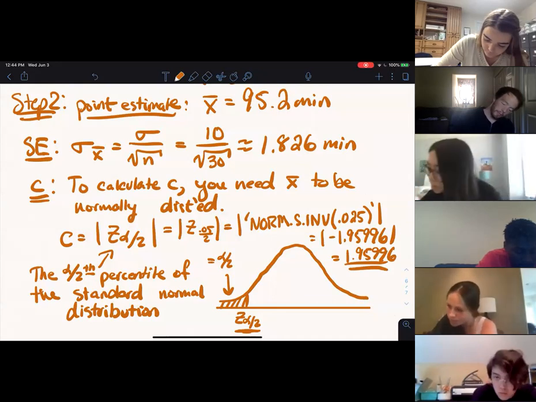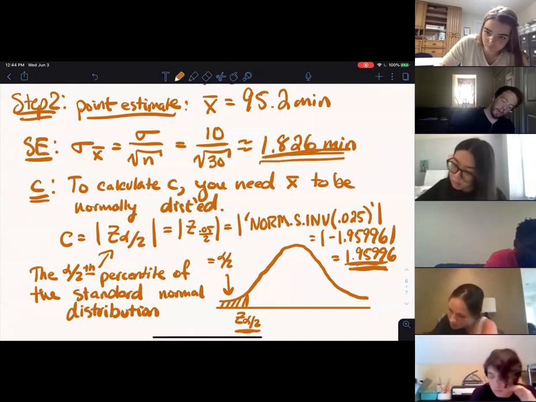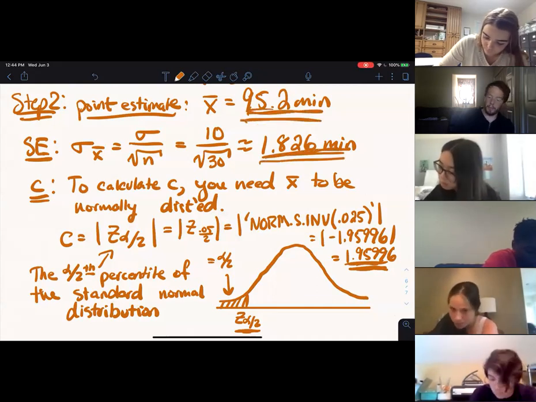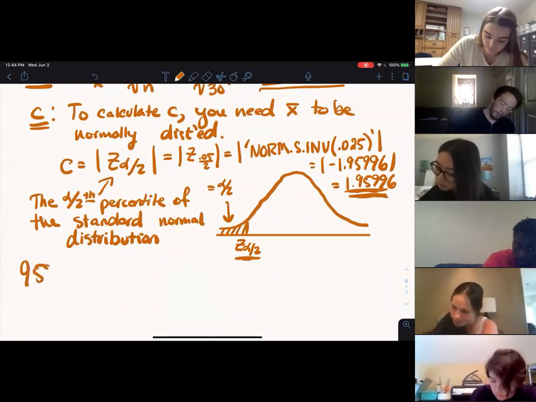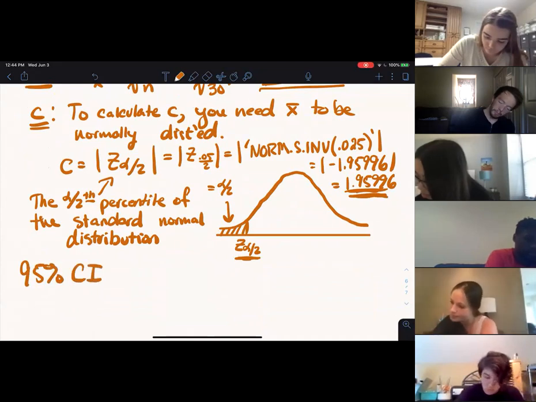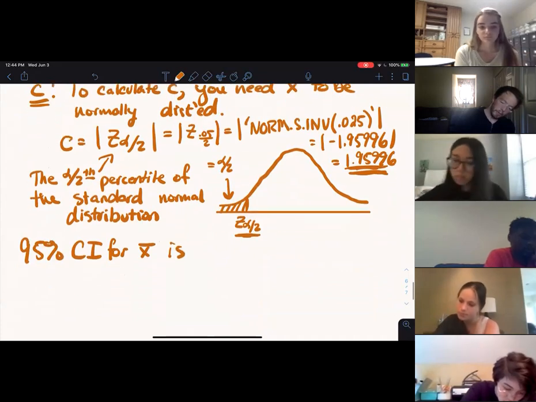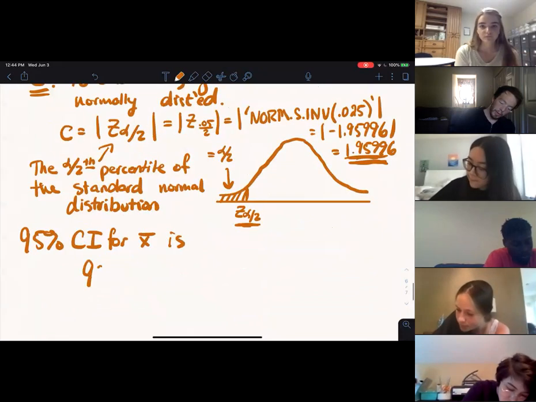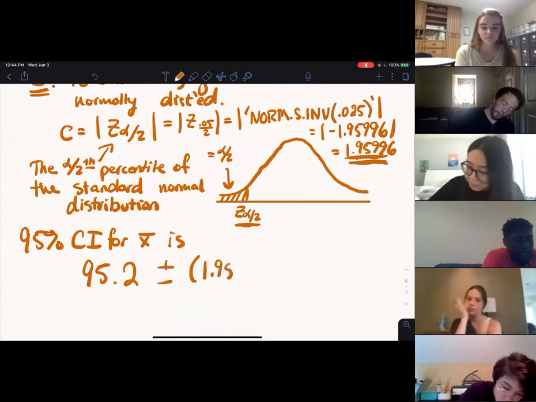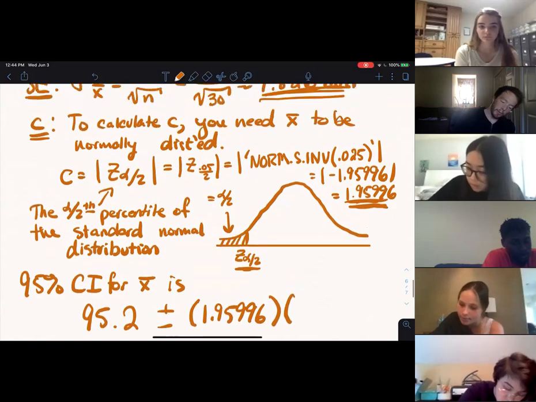So we found C, it's right here. We have found the standard error, it's right here. And we have found our x bar, it's right here. So what we need to do is put them all together. So the 95% confidence interval for x bar is whatever x bar was, so 95.2, our point estimate, plus or minus C, which is 1.95996, times whatever our standard error was, which is 1.826.